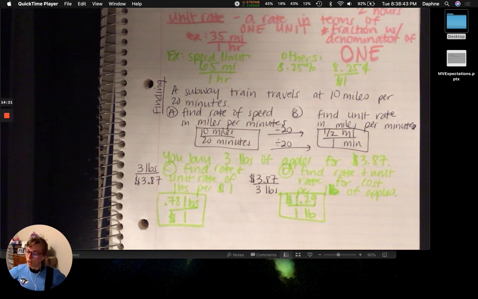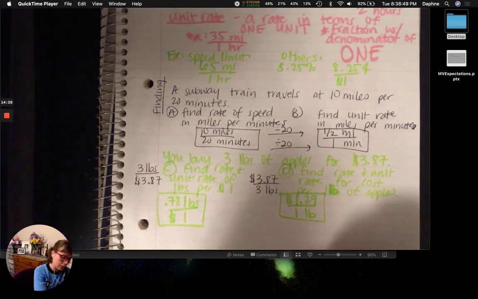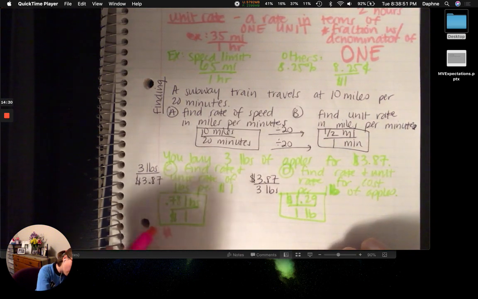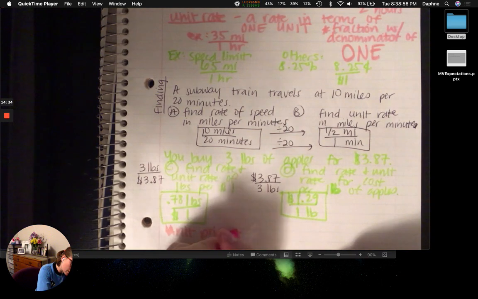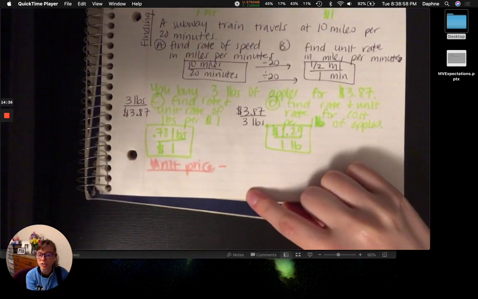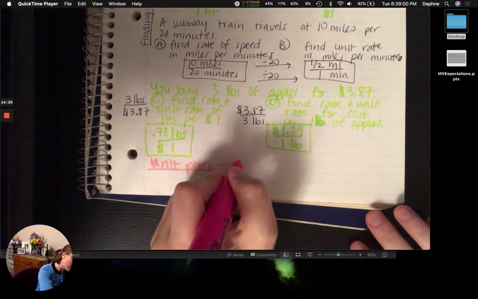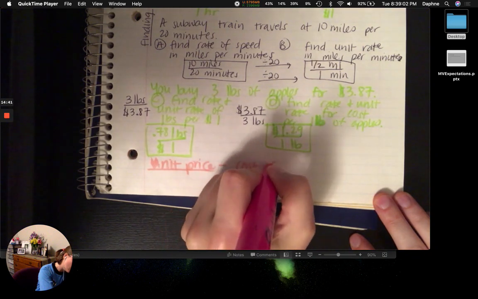All right. So, last thing. I'll go back to pink. Last thing. One last one. So we have the last definition and example. So unit price. We've already gone over this, but now we're actually defining it. So unit price is the cost of 1 unit.